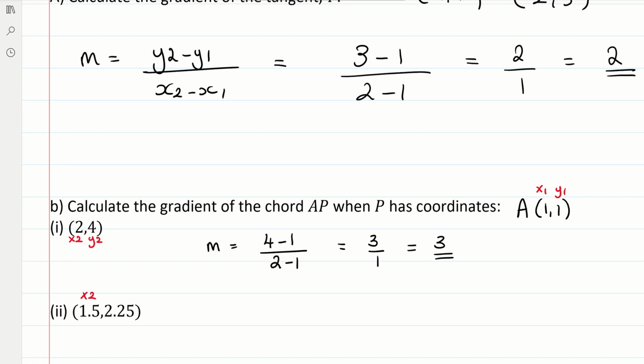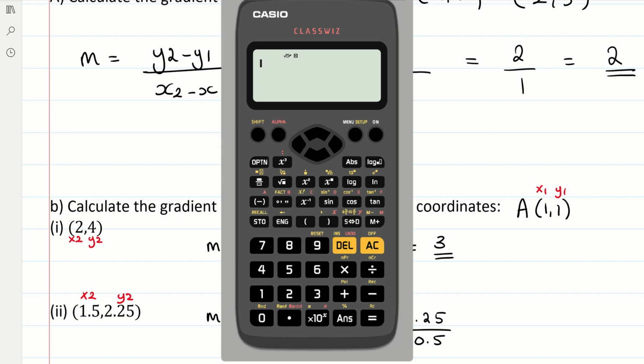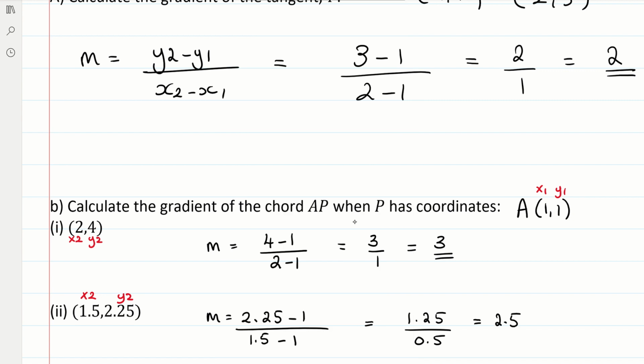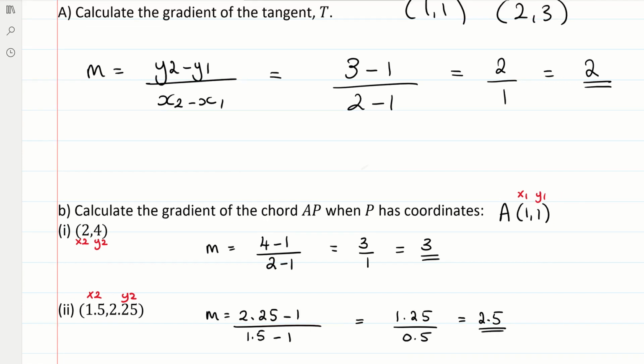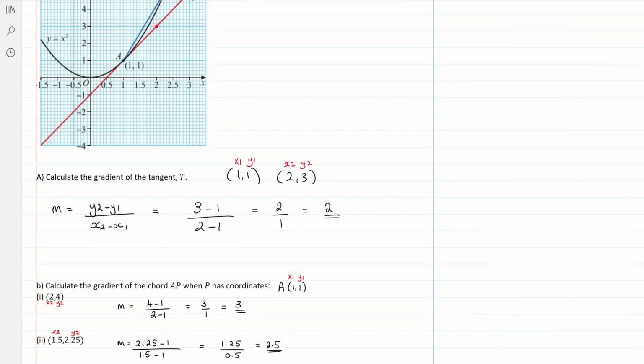Again, this is x2, y2. So the gradient is 2.25 minus 1 over 1.5 minus 1. So this is 1.25, and this is divided by 0.5. And I'll get my calculator, I'll put that in, 1.25 divided by 0.5, so I'm doubling it, which is 2.5. Okay, so it's changing a bit, it's gone from 2 to 3 to 2.5.